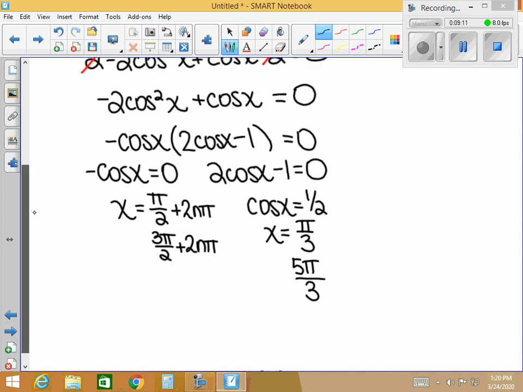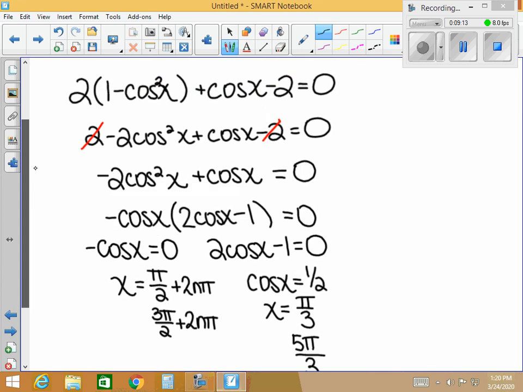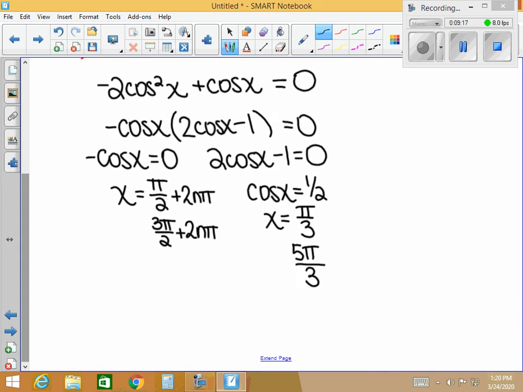Hang on just a moment. Okay, I copied the problem wrong out of my book, but we are still right for what we have written on the board, just not for what I had in my notes.